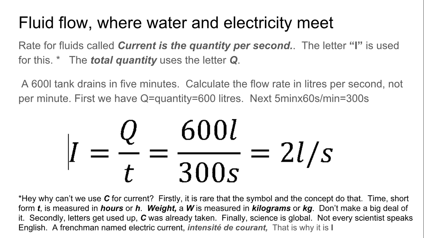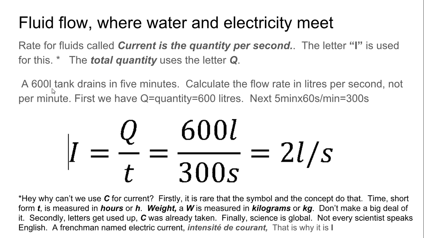Science is global. We tend to keep the short forms used by scientists around the planet in honor of them. So we're going to see an awful lot of these measurements in electricity are from France and Italy. The total quantity uses the letter Q, so I is flow.